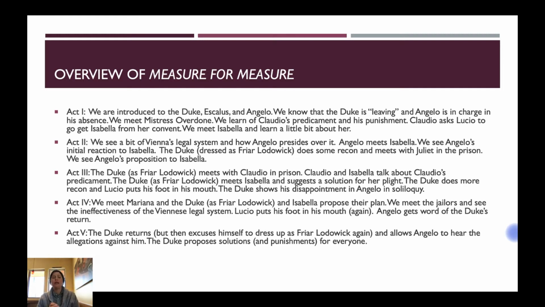And then in Act 3, the Duke, who's still dressed up as Friar Lodowick, meets with Claudio in prison. He talks to him, finds out about what's going on from Claudio's perspective. Then Claudio and Isabella talk about what's happening. The Duke meets Isabella, and he suggests a solution for her plight.